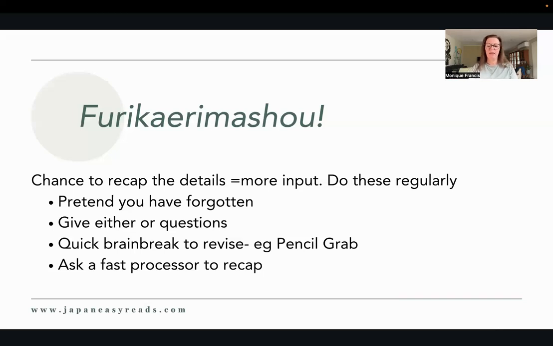So pencil grab is where you've got 2 students sitting or standing face to face with a pencil in between them. And then the teacher makes statements about the one-word image, but they could be true or they could be false. So an example could be, one-word image wa inu desu. And if that was the case, they race to grab the pencil. The person who gets it first wins a point. They need to listen and grab only the correct answer.